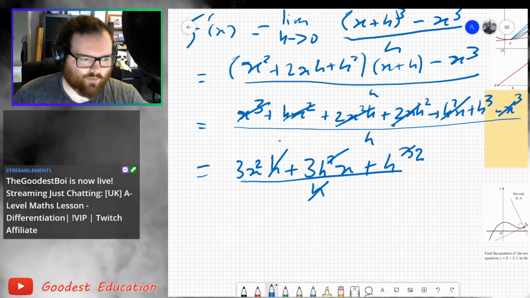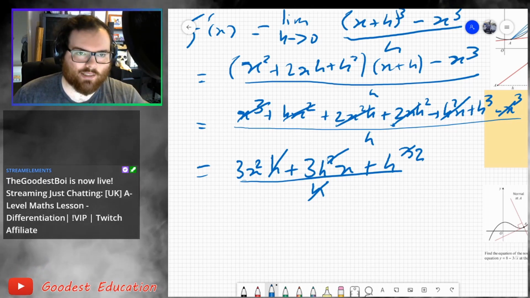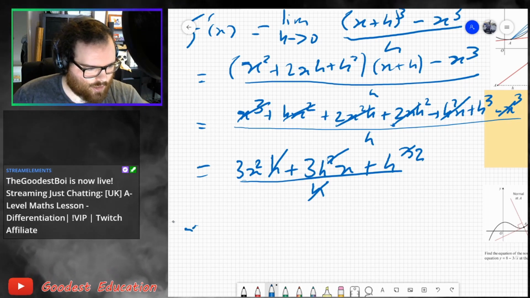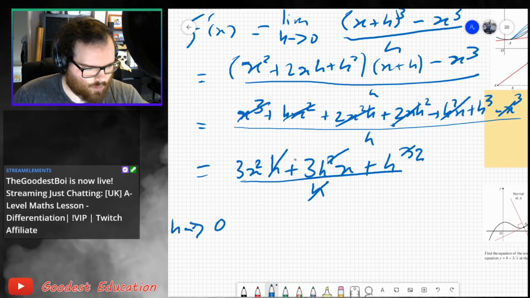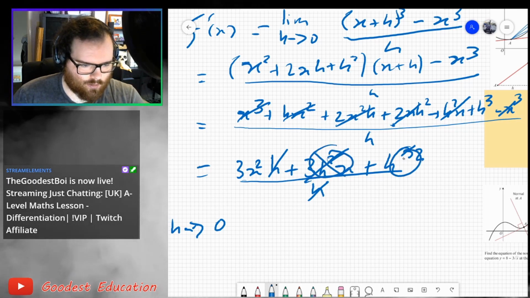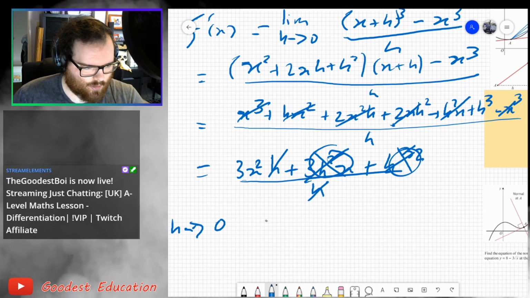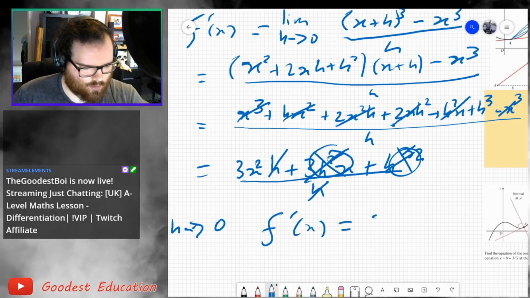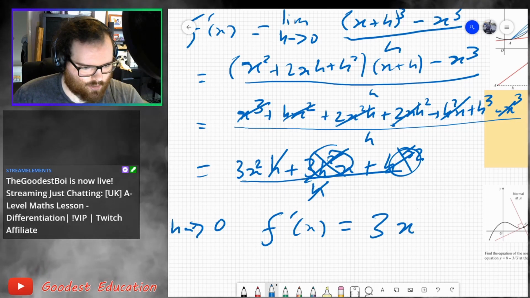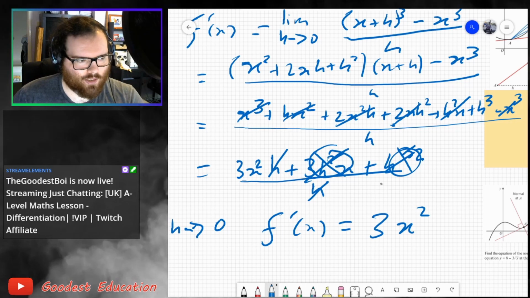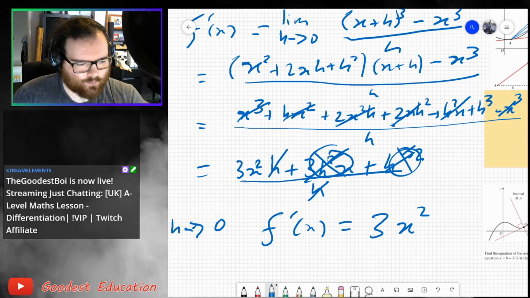All of this is taking the limit as h goes to 0. So if you then take that limit as h goes to 0, this is going to disappear here, and this is going to disappear here. So we're going to get f prime of x is 3x squared, because that's the only value that's left over as h goes to 0. And that's what we wanted to show.